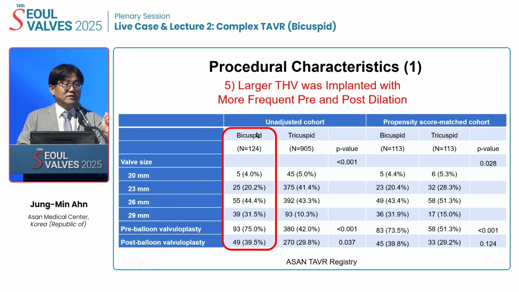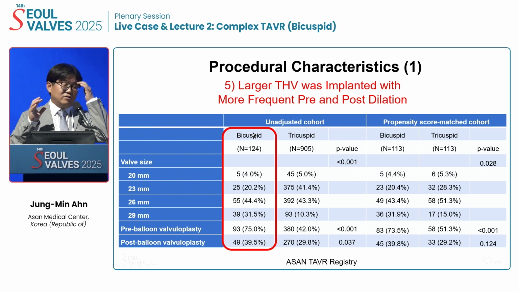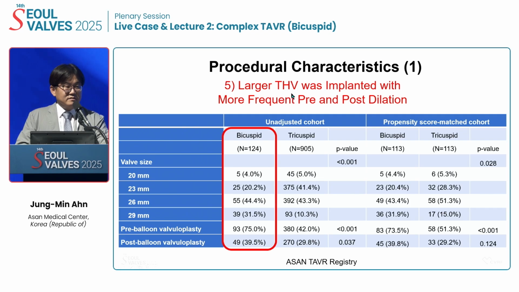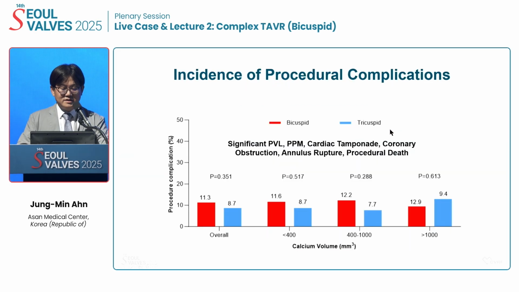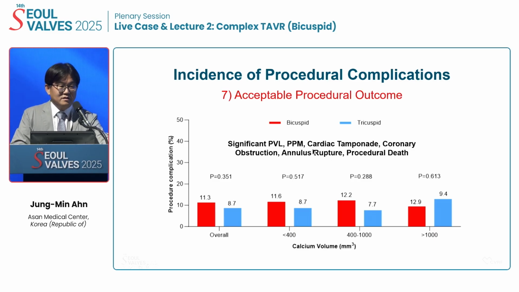In addition, because of the very severely calcified valve and the larger aortic valve complex in bicuspid aortic valve TAVR, we use a larger transcatheter heart valve and more frequent pre- and post-dilatation. It causes some complications during the procedure. But the incidence of procedural complications seems to be acceptable between tricuspid and bicuspid aortic disease. TAVR procedural complications are not significantly different.